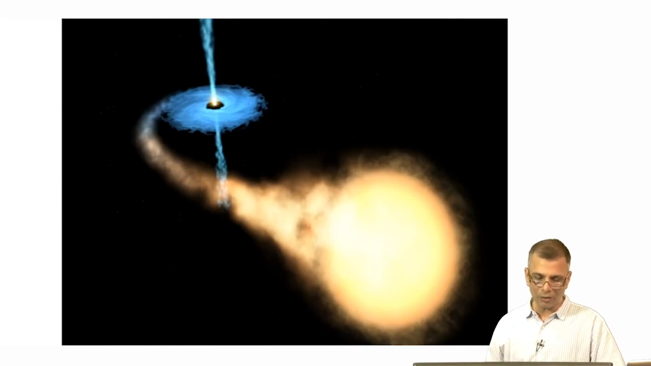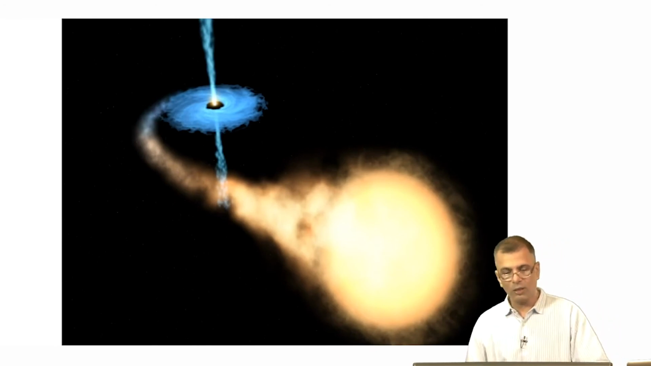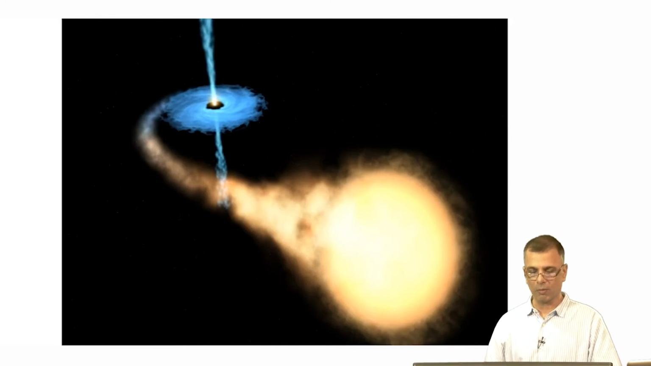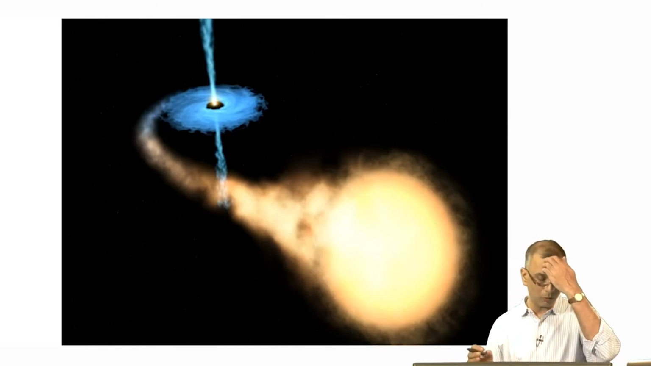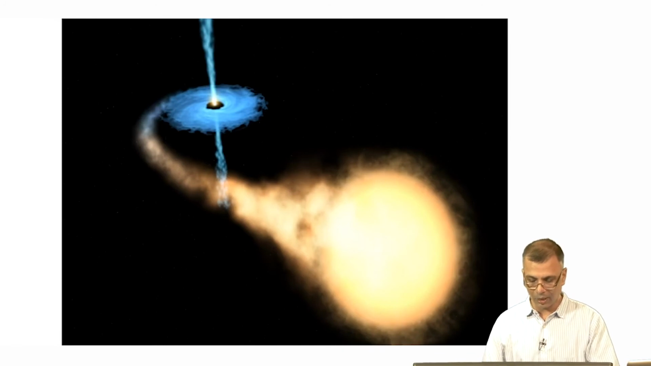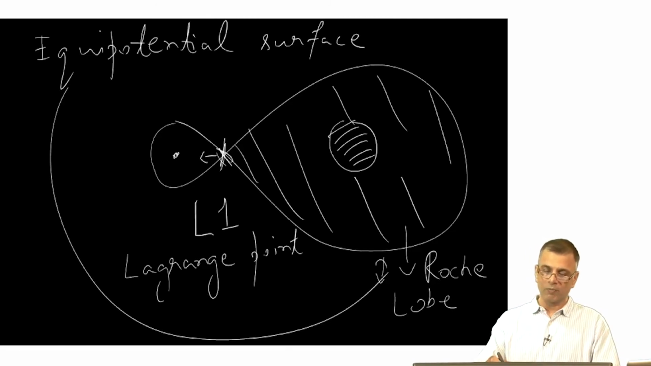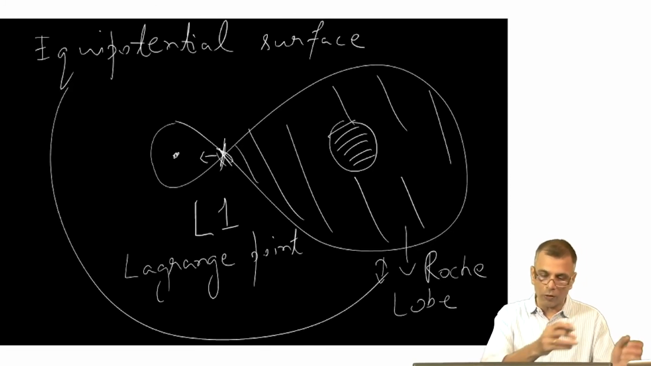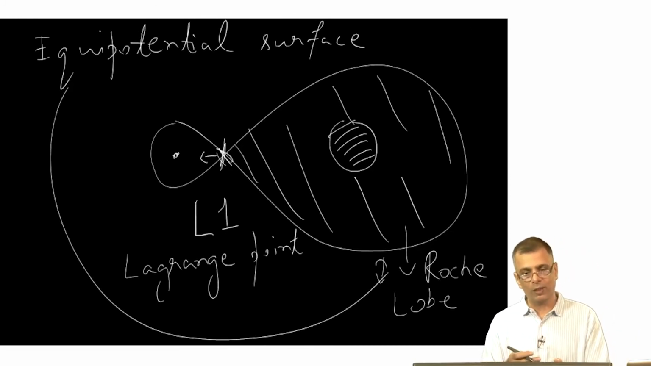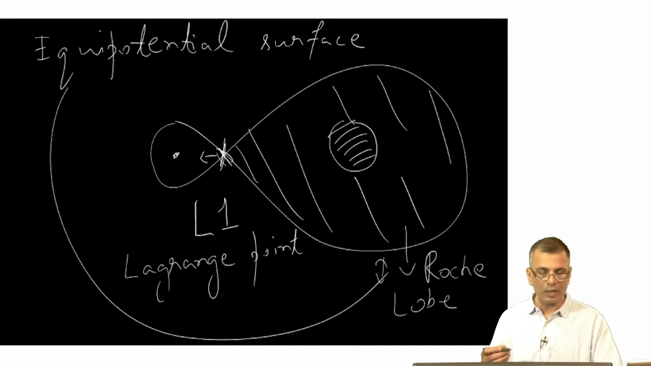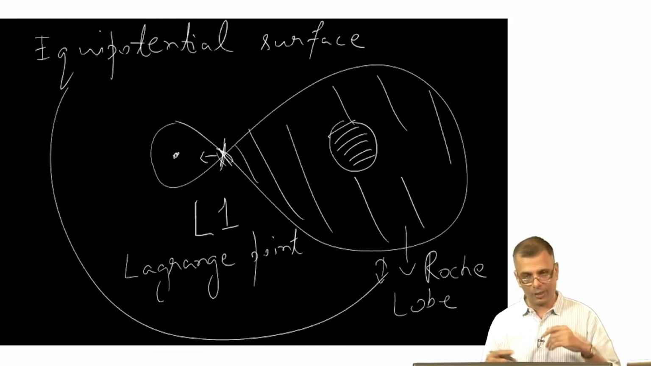Really, the reason one forms accretion disks is because you have a binary system with a very compact object along with a companion star, and these two objects are rotating around each other, and matter is stripped from the companion star by what's called Roche lobe overflow. This Roche lobe overflows through the L1 Lagrange point to squirt matter onto the central object, and the matter that's being squirted is already rotating.